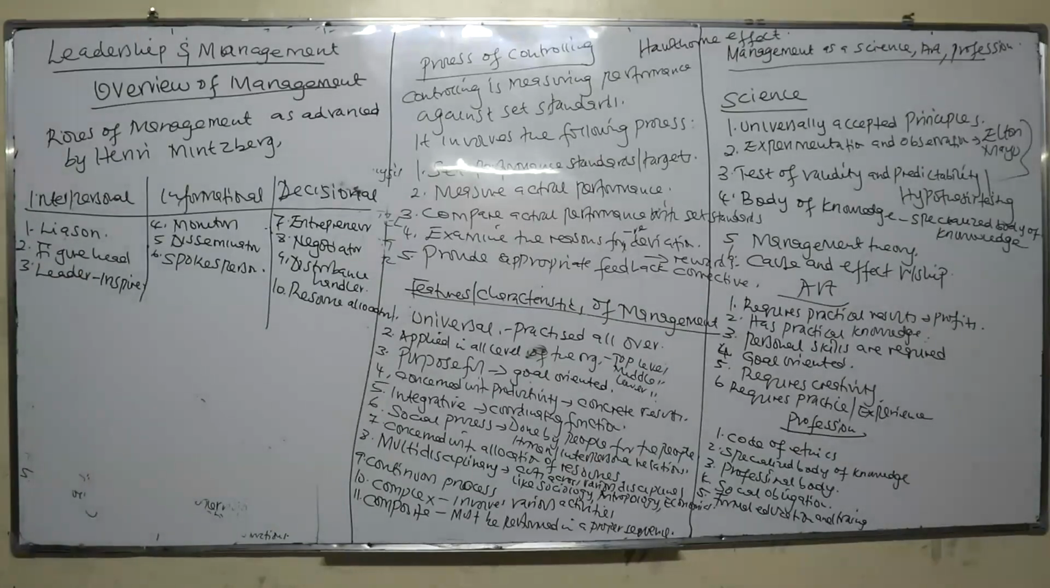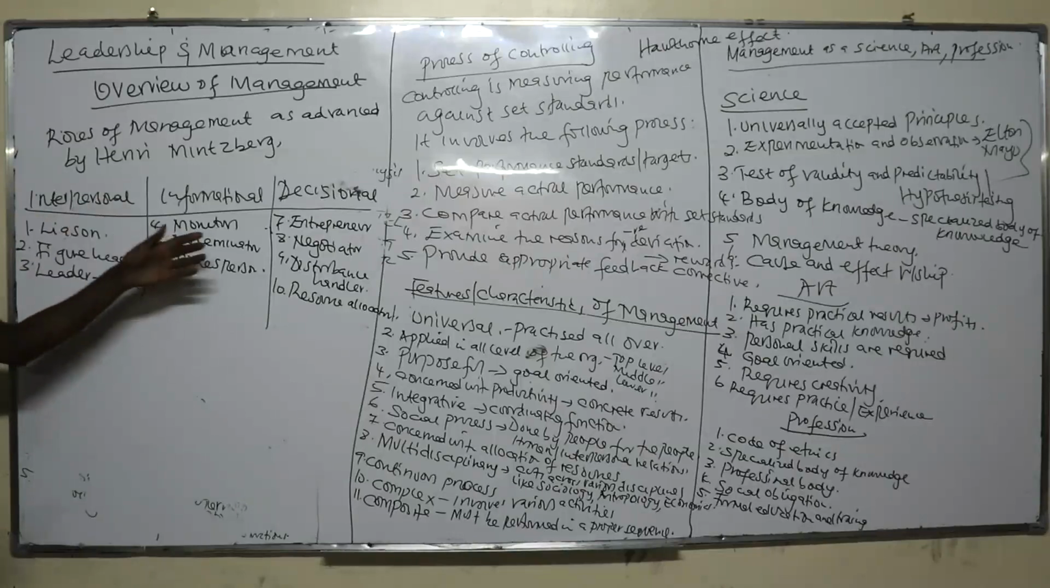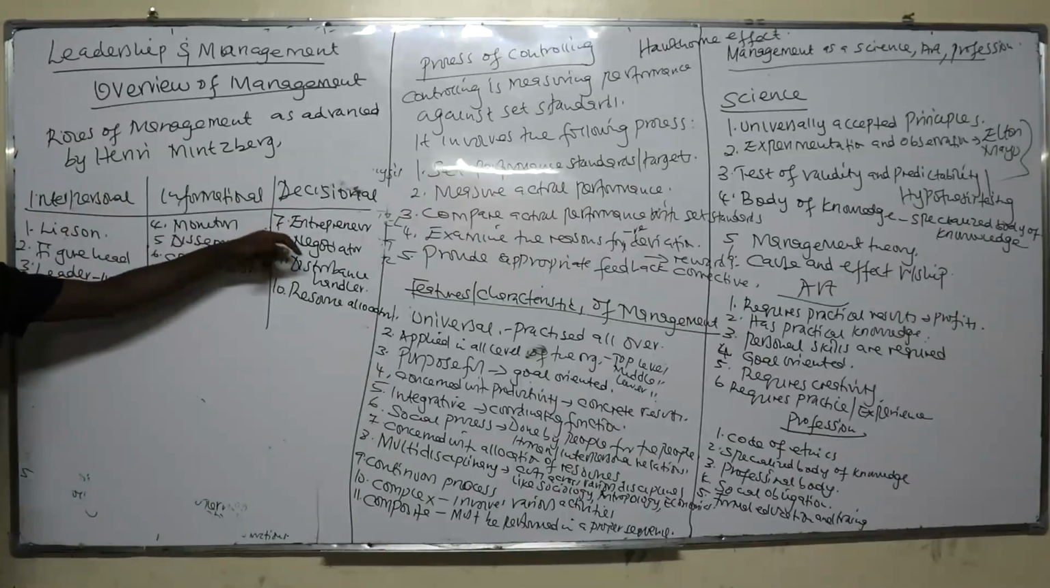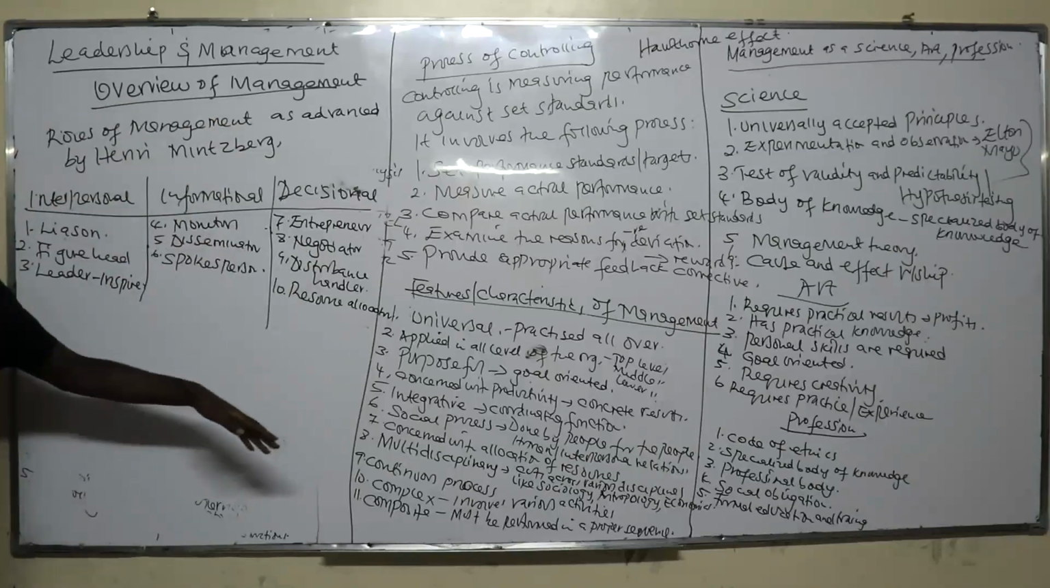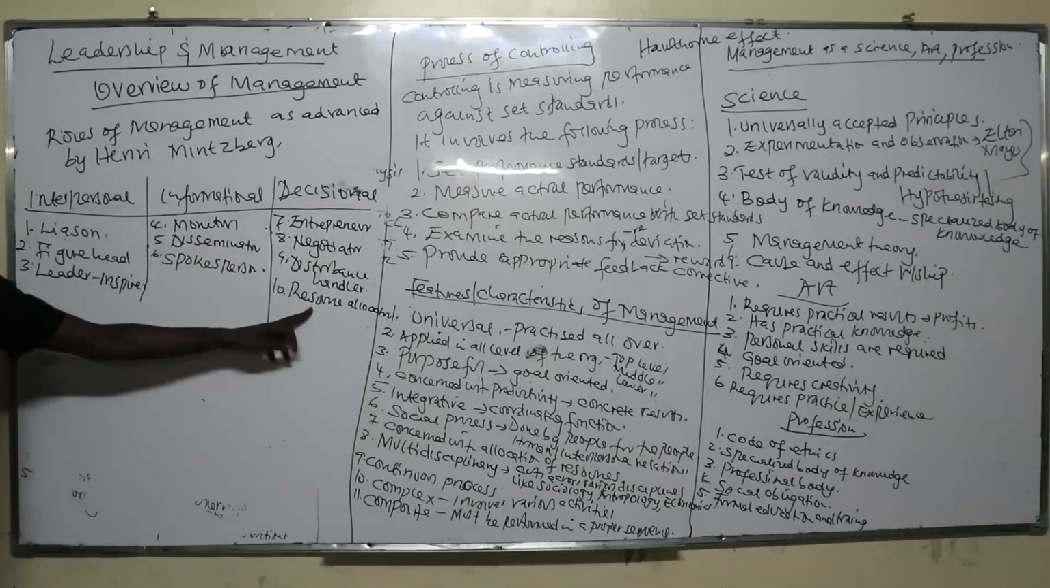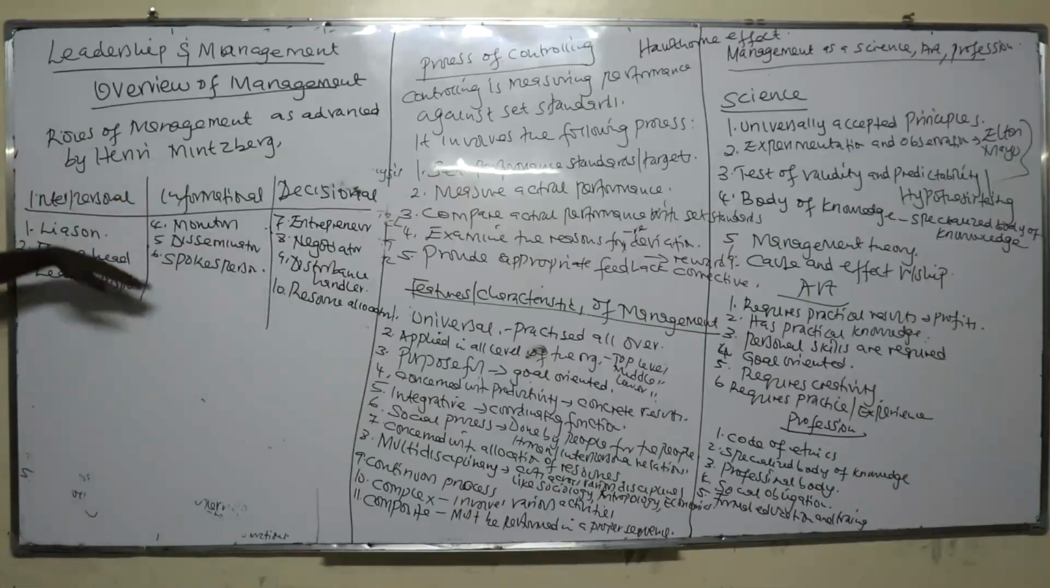So the examiner may test: discuss the roles of management as advanced by Henry Mintzberg. You discuss all the three. There's a question he can test: discuss the decisional roles of management as advanced by Henry Mintzberg. Then the examiner expects you to only discuss what? Are you together? Yes. If he tests informational or interpersonal, you discuss those.